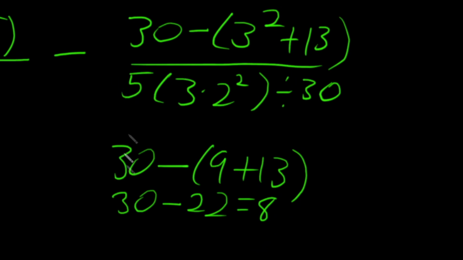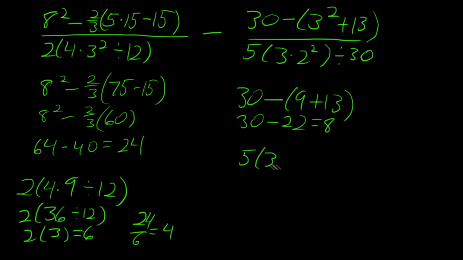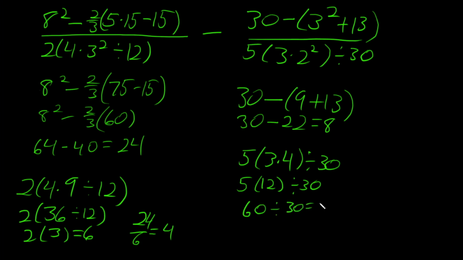Now we need the denominator. We have 5 times 3 times the 2 squared. We'll do that first. That's 4 divided by 30. We have more to do in the parentheses, so let's do that. 5 times 3 times 4 is 12 divided by 30. And now we have multiplication and division left over, so we'll just go left to right. 5 times 12 is 60 divided by 30 equals 2. And that's our second denominator, which means this fraction is 8 over 2, and that equals 4.